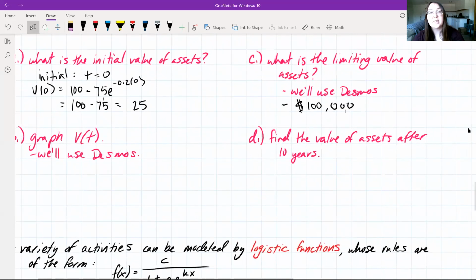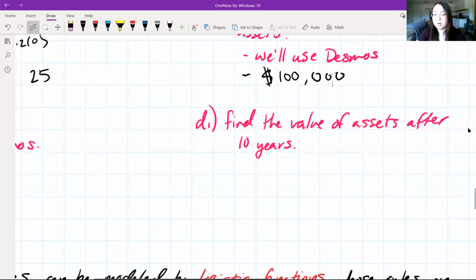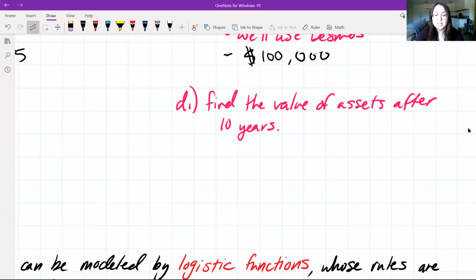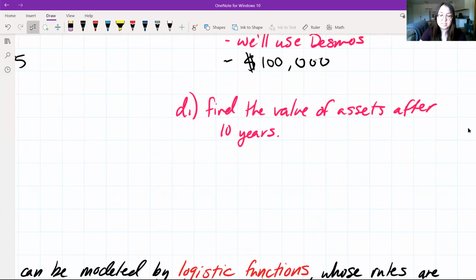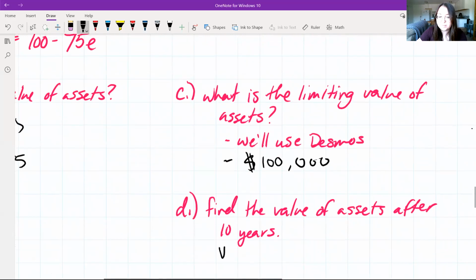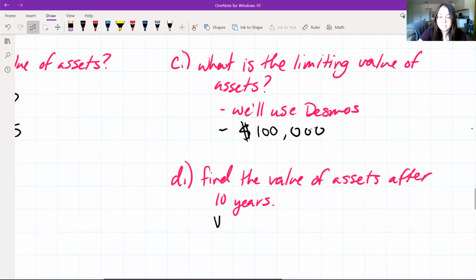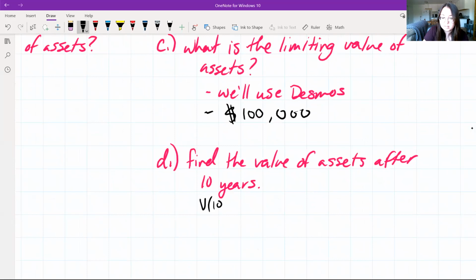Now we want to find the value of assets after 10 years. We easily could have found this with our graph. In answering questions like these, you can use your graph as well, but we're going to calculate it for our purposes in this example. So we want to find the value of our assets after 10 years. Our equation V of t, we're going to say V of 10 is equal to 100 minus 75 e to the negative 0.2 times 10.